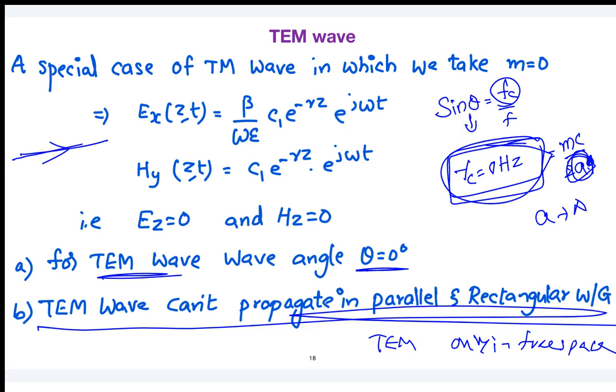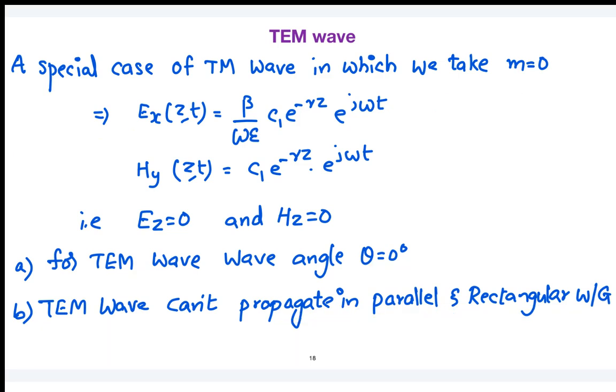z direction. As a result, what will happen? It requires a wave angle of 0 degrees. In other words, I will give an example. See what will happen. Your electric field is in x direction, right? And magnetic field in y direction. And propagation in z direction. Suppose forget about your propagation. And this is your parallel plate waveguide.